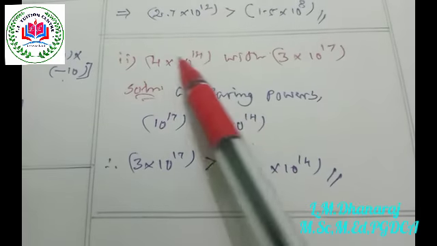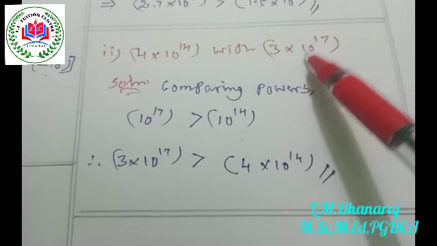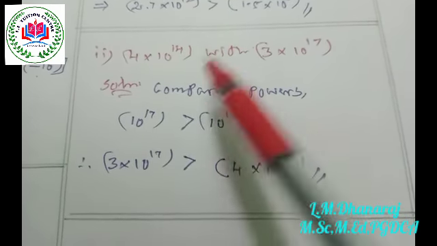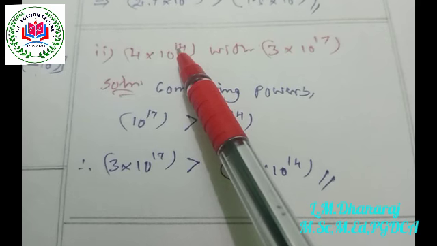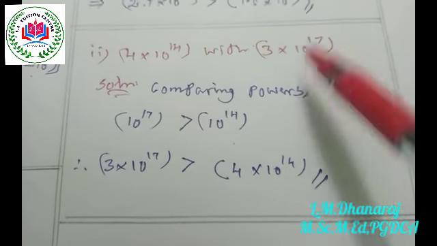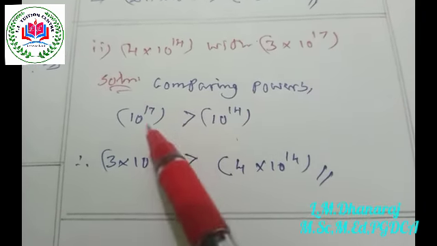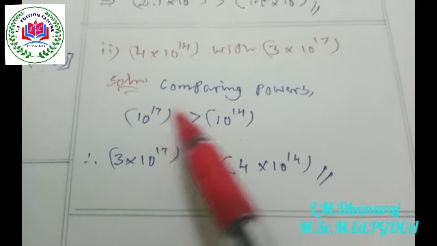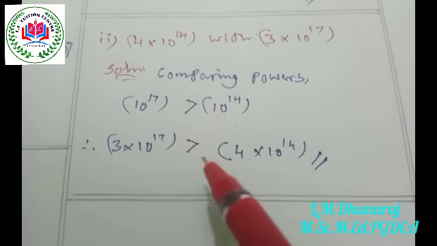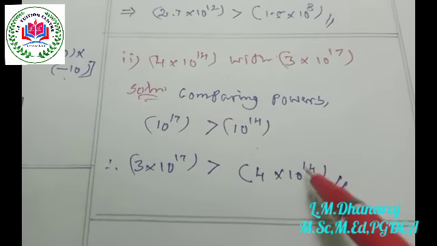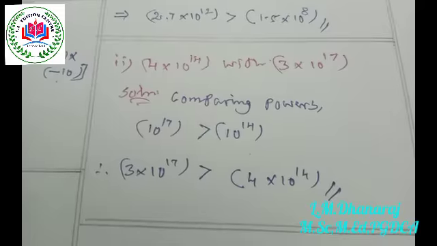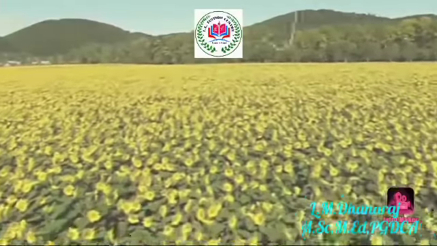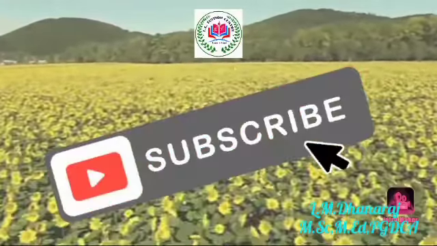Similarly, 4 into 10 power 14 with 3 into 10 power 17. Now comparing the powers, whether 10 power 14 is greater or 10 power 17 is greater, we see 10 power 17 is greater than 10 power 14. This implies 3 into 10 power 17 is greater than 4 into 10 power 14.